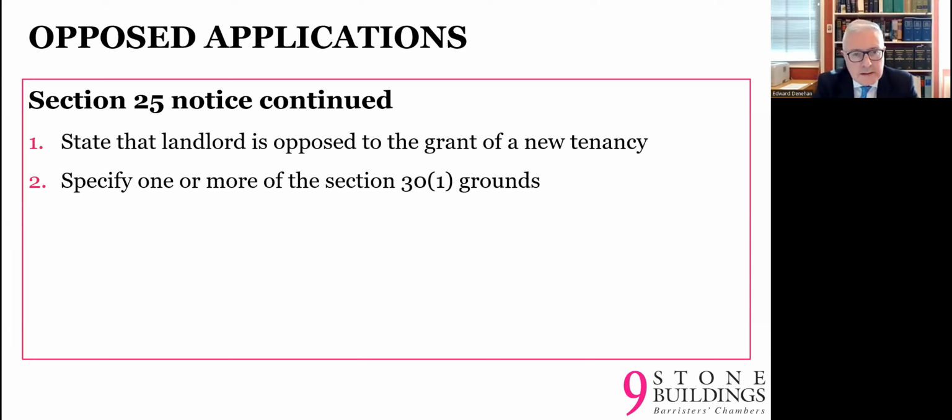Ground B is that due to persistent delay in paying rent, the tenant ought not to be granted a new tenancy. Ground C is that the tenant ought not to be granted a new tenancy in view of other substantial breaches of its obligations under the tenancy, or for any reason connected with the management and use of the holding by the tenant. Ground D is that the landlord is offered and is willing to provide or secure reasonable alternative accommodation for the tenant. Ground E is a little bit more complicated.